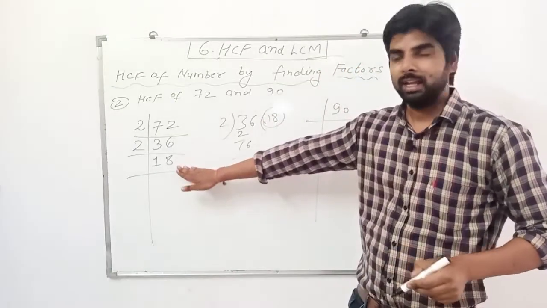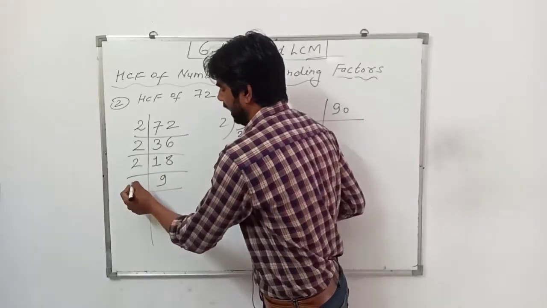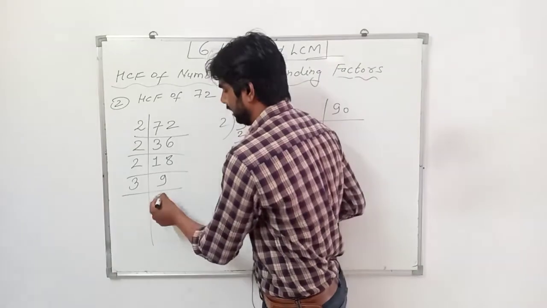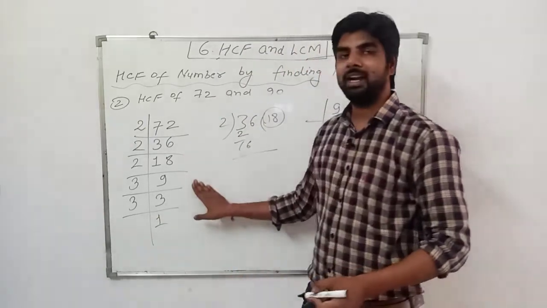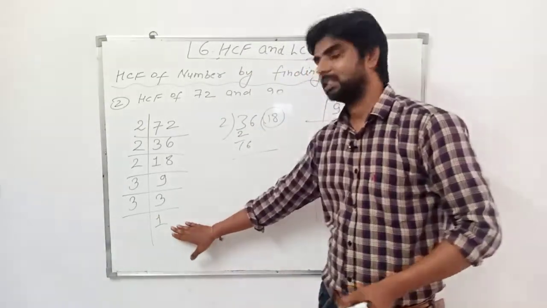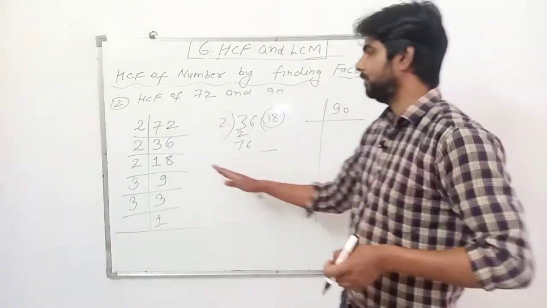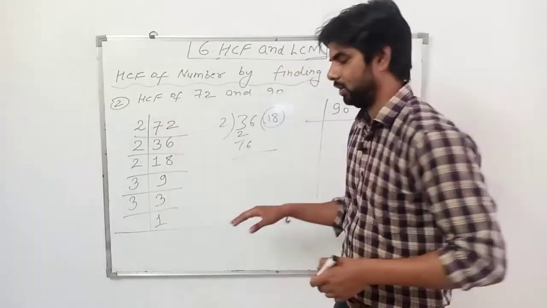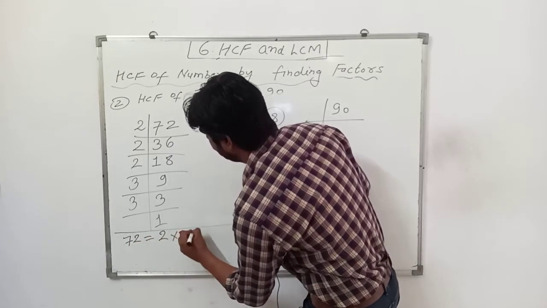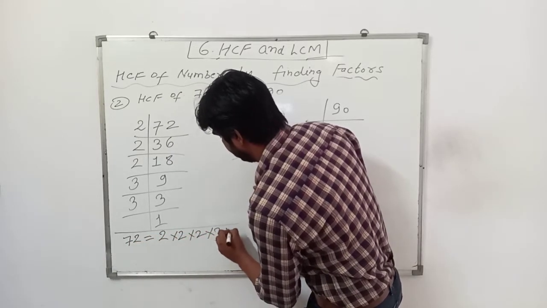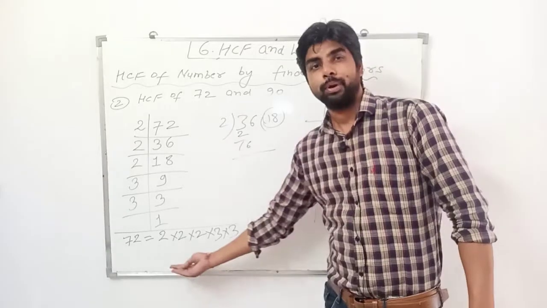We have to write the quotient here. Now again, 2 9s are 18. This is the quotient, and now we get 9. That means it is divisible by 3. 3 3s are 9, and again we get 3. That means 3 1s are 3. We have to divide until we get 1 as our quotient. Now if we multiply all these numbers, we will get 72. So we can write 72 as a product of 2 into 2 into 2 into 3 into 3. This is how we can write 72 as a product of numbers.